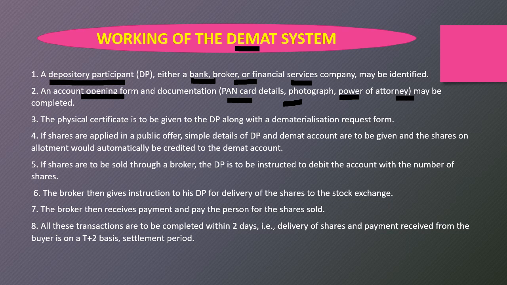Then the physical certificate is to be given to the depository participant along with the dematerialization request. That means I told you you'll have to fill a form, and your physical certificate means whatever documents they are asking you, you need to give, and you need to fill the form. If shares are applied in the public offer, simple details of DP and Demat account are to be given. So how does it work? Now you opened a Demat account. For you to open a Demat account, it will take you 1 month.